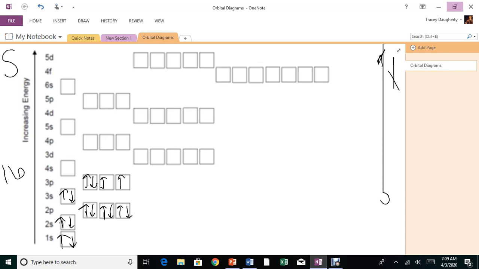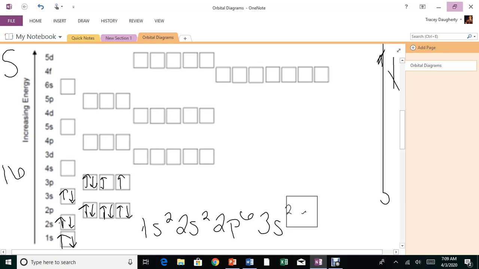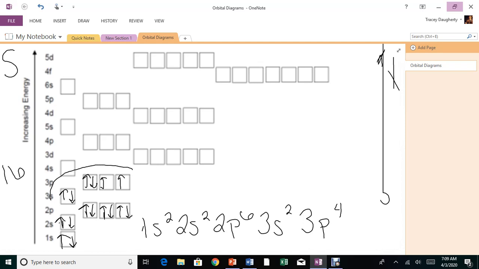So to write the electron configuration, we'd have 1s2, 2s2, 2p6, 3s2, and 3p4. And the valence shell, we filled a p orbital, so the valence shell would include the p sublevel and the previous s sublevel. So then your valence electrons is going to equal 6.